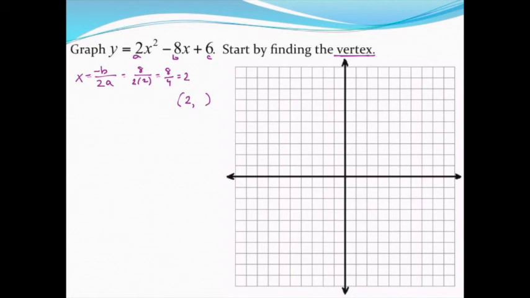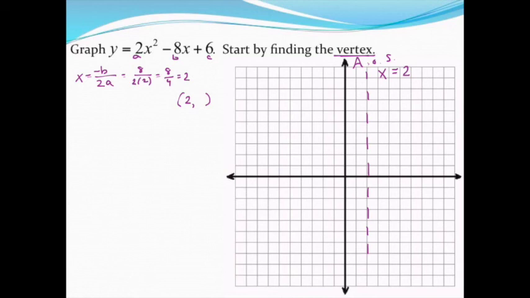However, that does tell me one more thing. That 2 actually tells me where the axis of symmetry is. So I'm going to go ahead and draw that dashed line on my graph. I know my parabola is going to be symmetrical about that line. So I'm going to label it the axis of symmetry, and I'll label it with its equation as well, x equals 2. Don't forget to include that x in there so we know it's a vertical line.